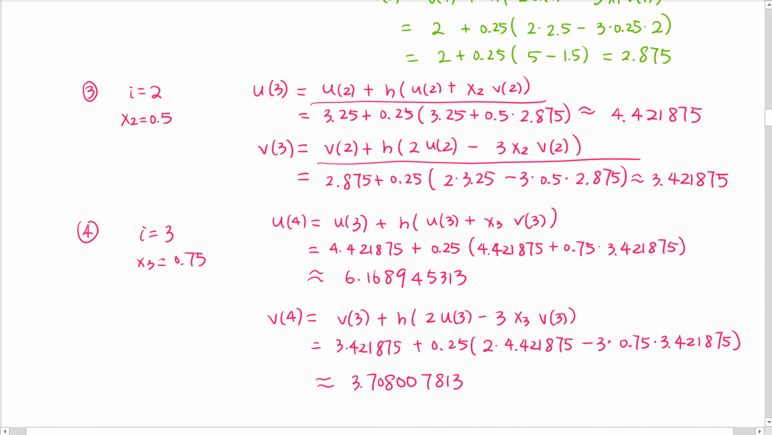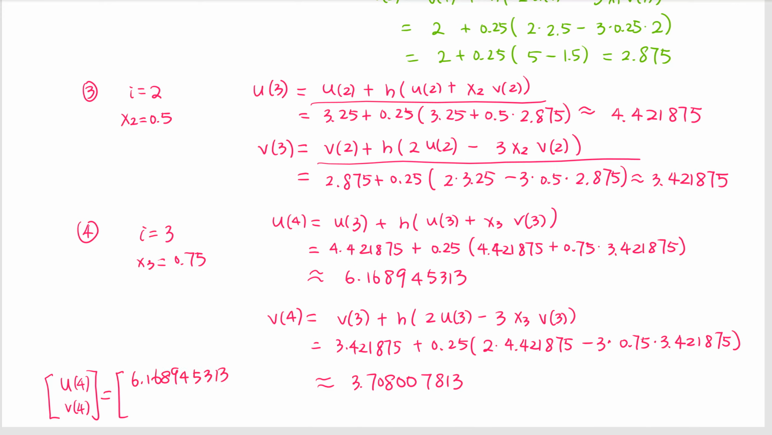Okay? So u4, v4, this vector equals 6.168945313. The other one is 3.708007813. So far, so good, everybody? Okay, so that is Euler's method. It's very similar to what we did before in the last chapter, but now we're working with vectors instead of just a number. Okay? Alright. Just be careful with the indices, okay?